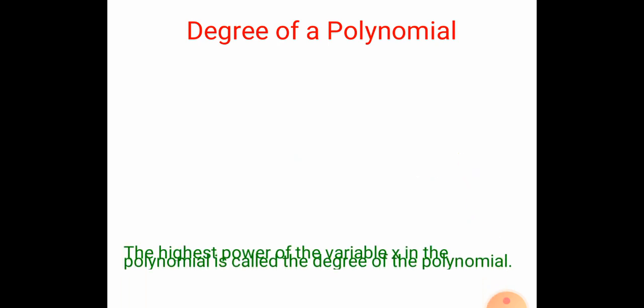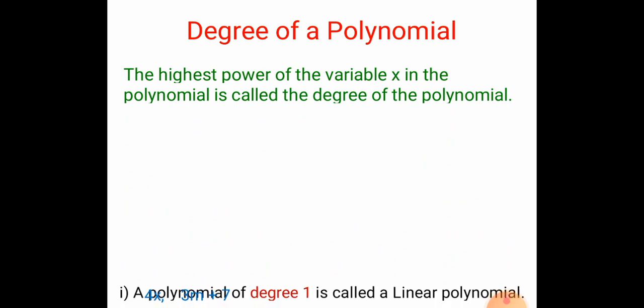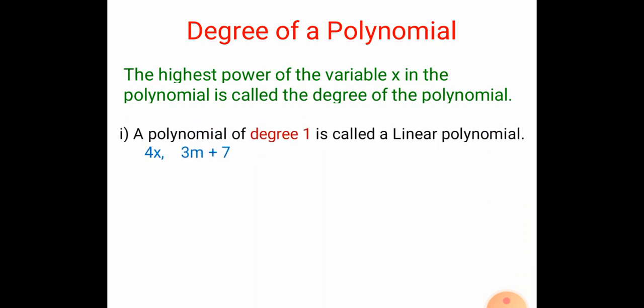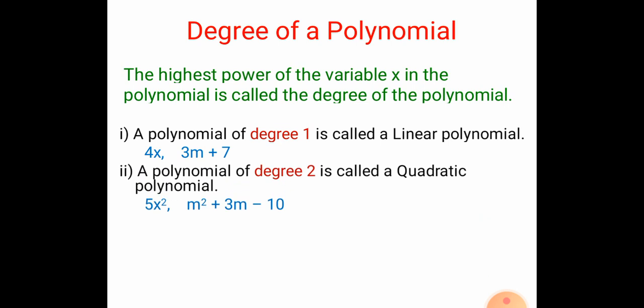Let us check the degree of a polynomial. Now the definition says the highest power of the variable x in the polynomial is called the degree of a polynomial. If the degree of a polynomial is 1, then that particular polynomial is called a linear polynomial. And if the degree of the polynomial is 2, then we say that it is a quadratic polynomial. Examples are here.